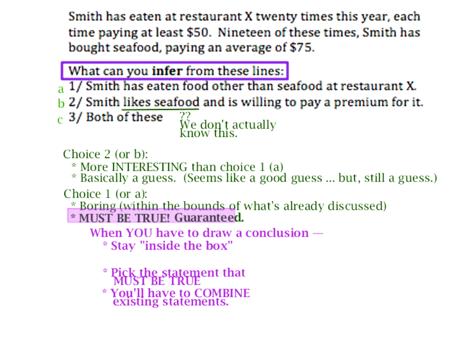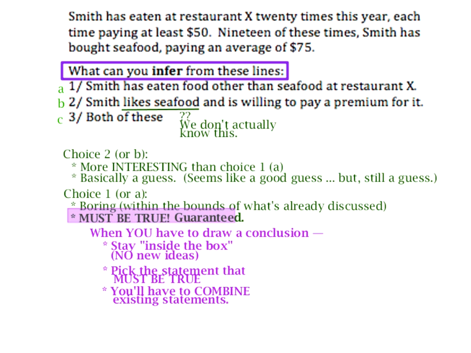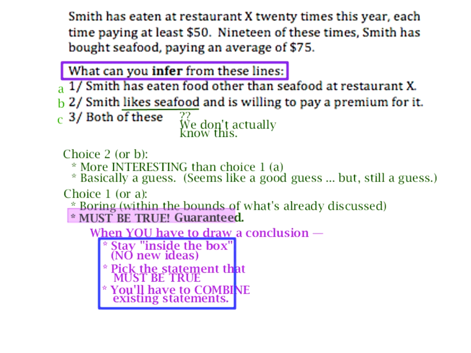But in reading comprehension, you often find inferences by just going to a single statement and sort of repackaging that one statement. Here, you're going to have to put two or more statements together. For instance, in this passage, we're combining the fact that there were 20 meals at this restaurant with the fact that only 19 of those meals were seafood. So 20 minus 19 is not 0, and that's why statement 2 has to be true, or statement 1 has to be true. So there it is.